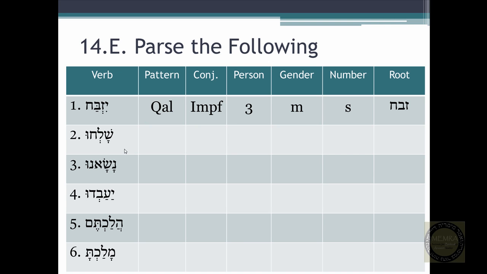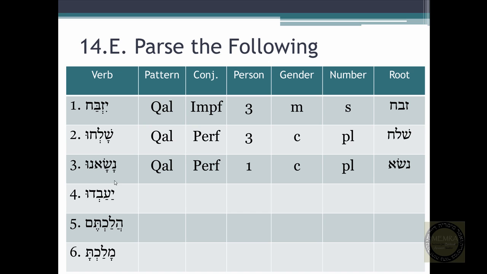Number 2, shalchu. Does it have a prefix? No. So it's going to be qal perfect, and then the long u ending is third common plural. Number 3, nasa'nu. Does it have a prefix? No. So what in the qal perfect ends with nu? That's going to be first common plural.